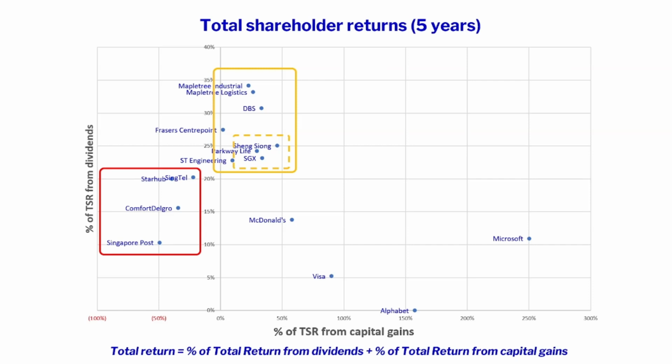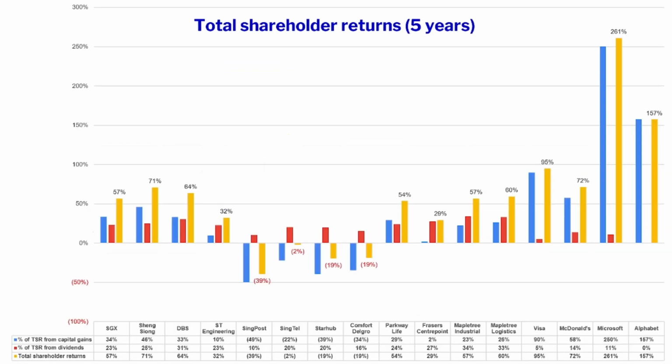They pay regular dividends, but their share price declines so much that they result in net negative returns for shareholders. The next group is growth companies. Here we have the global companies such as Visa, Microsoft, and Alphabet that have achieved multi-bagger returns within the last 5 years. Here are the companies presented differently.